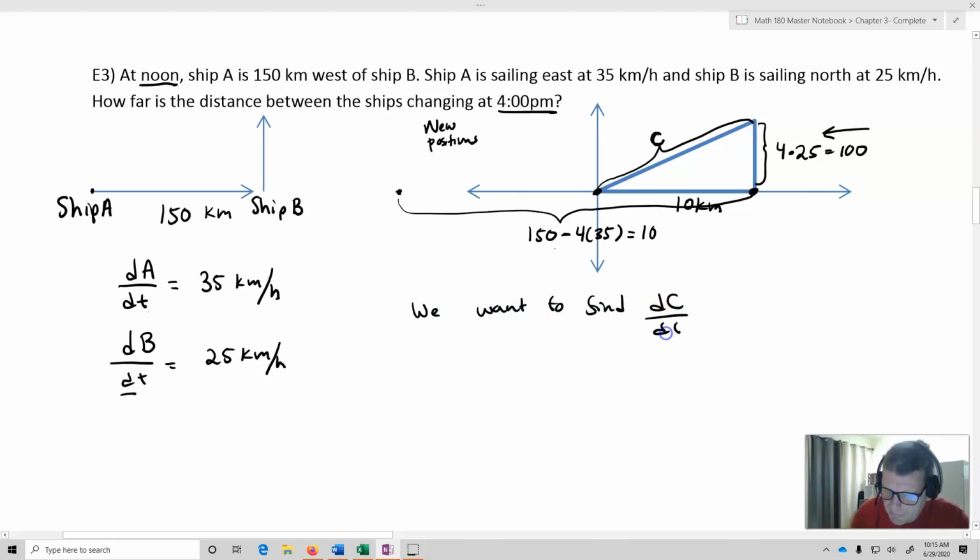What we want to find is dC dt. So we need an equation for C so that we can then take the derivative of it. Once we've taken the derivative of C, we can plug in our values, because we actually have all of them. We have 10, we have 100, we have dA dt, we have dB dt. So what is a function of A and B to represent C?